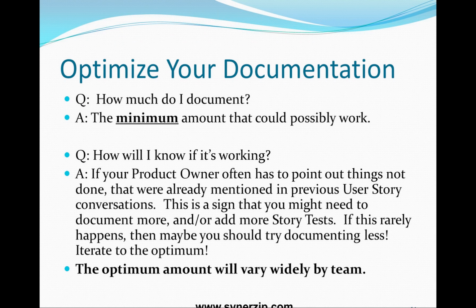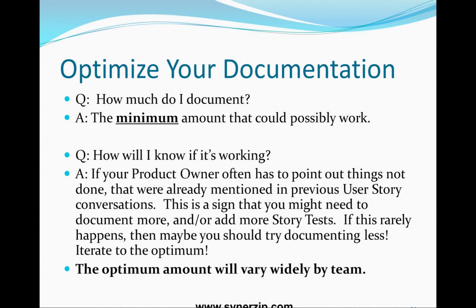One thing again, I want you to keep in mind here: we're not creating a documentation technique, but at the same time, sometimes you do need to document a little bit. So try to optimize your documentation to the minimum amount that could possibly work, and experiment with what that amount is. The way you'll know if it's working is if the product owner is often pointing out a lot of things that weren't done that were already talked about in previous conversations. This is a sign that you might need to take a few more notes next time. But if it rarely happens, then maybe you should try documenting less going forward. Just iterate your way to the optimum amount of documentation. This will vary completely differently for every team, for every domain, things like that. So again, remember to always optimize that line of how much documentation versus how little documentation of these story tests.